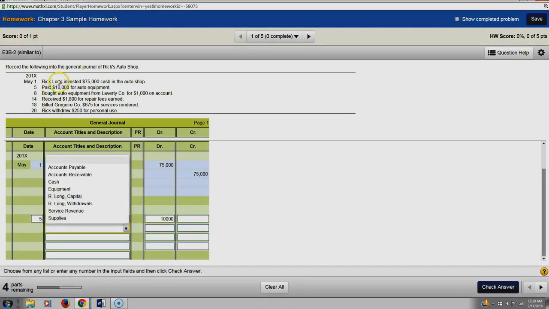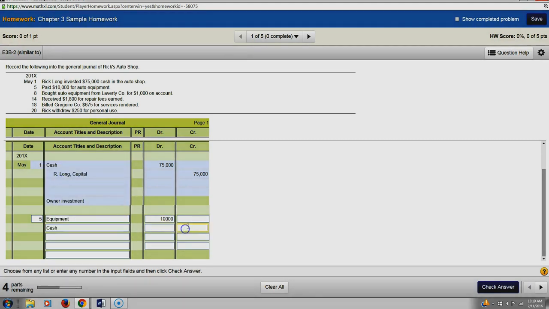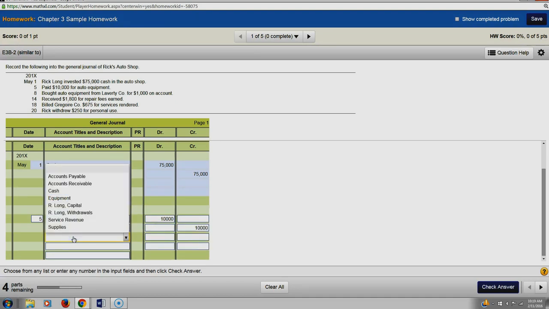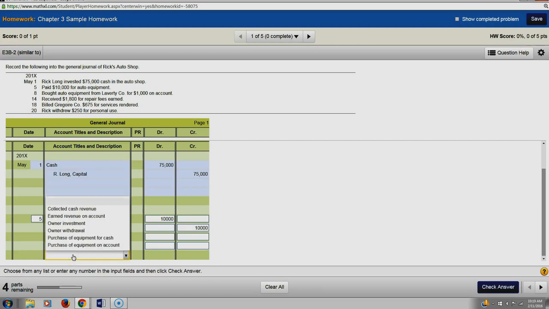So if it says paid, that's an indication that we're using cash, so we have to come over and enter a $10,000 reduction to the cash account, and we'll look for an explanation.